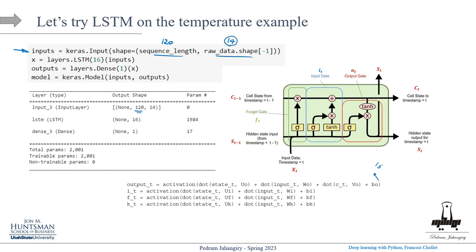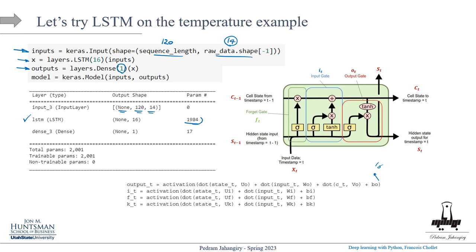So the input is going to be the batches, which was 256, then 120 time steps and 14 features. Now we're going to add this LSTM layer with 16 cells, or 16 nodes. So we're going to combine 16 of these LSTM cells on top of each other in our first LSTM layer. Of course, we can stack a bunch of these layers on top of each other, but let's keep it simple. Let's do one LSTM layer with 16 nodes, and of course, we're going to pass it to a dense layer with one node. The activation function is linear, because this is a linear regression, time series regression, right? There we go. And here is our LSTM layer, one LSTM layer with 1984 parameters.